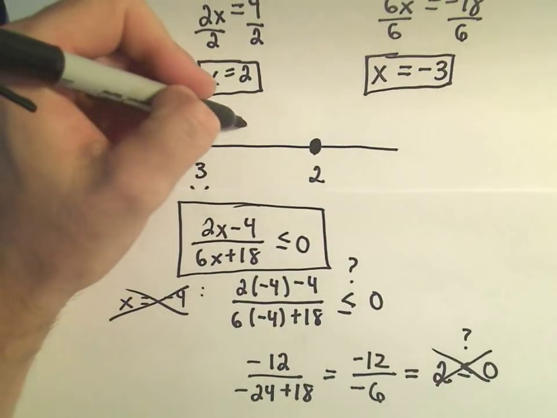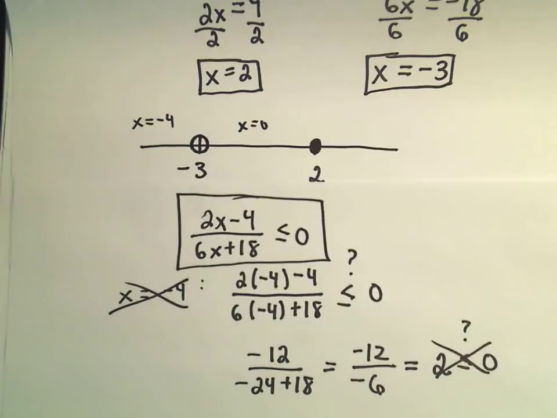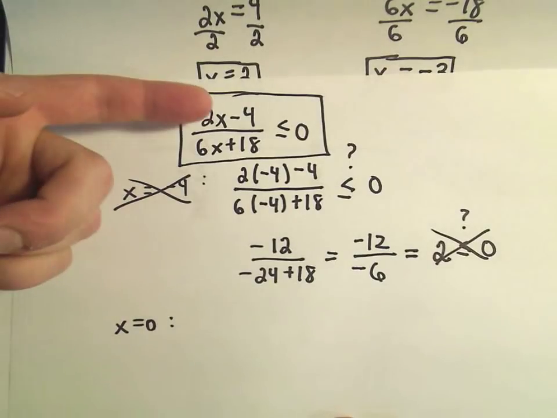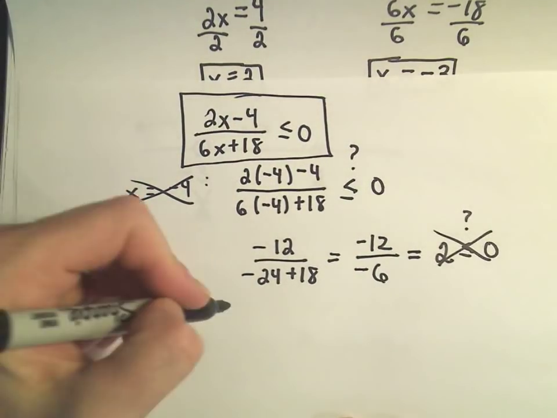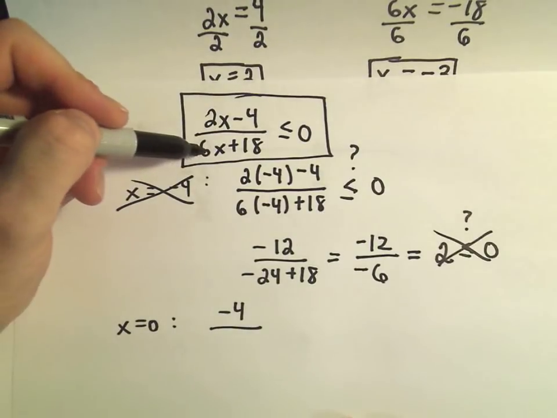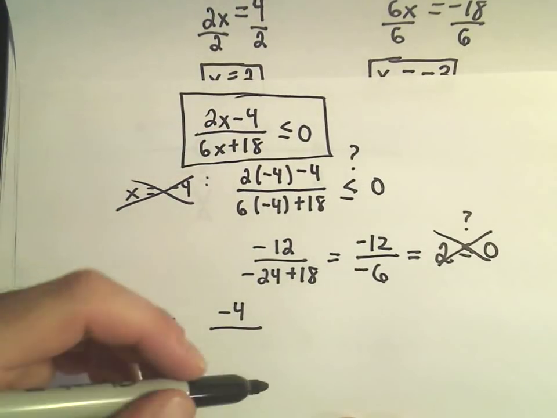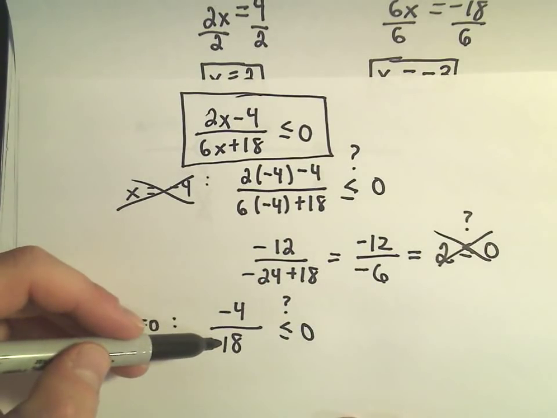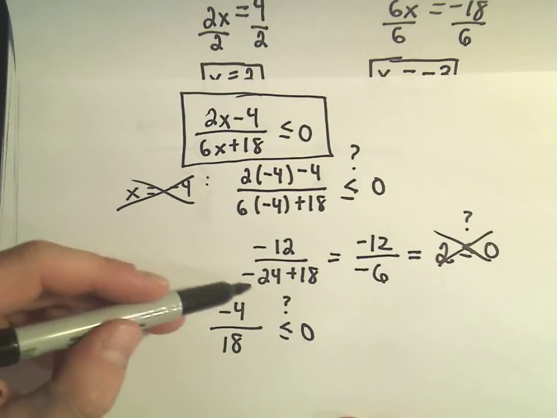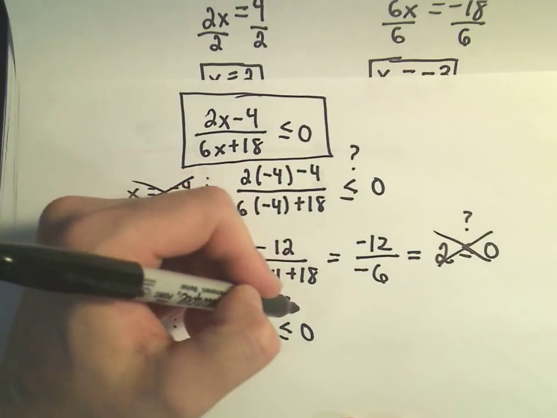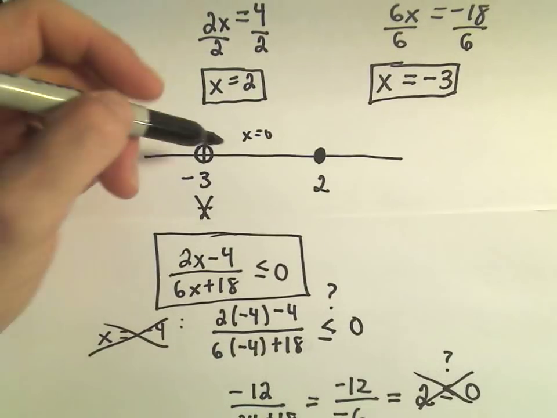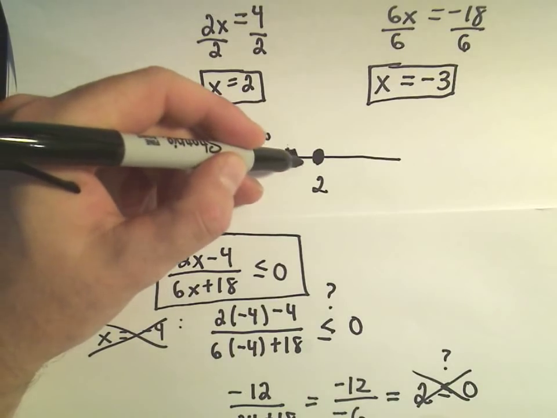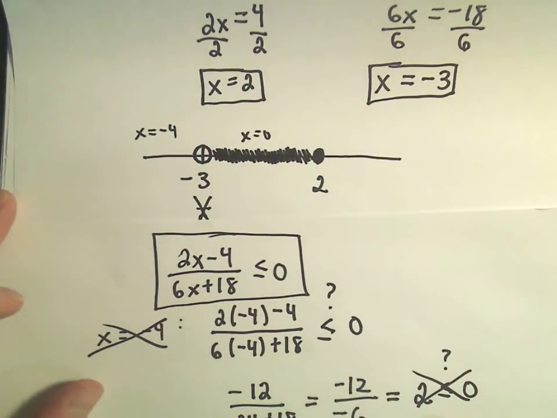Maybe the next number I'll test is x equals 0, since that falls in the middle, and that makes the arithmetic nice and easy. If we test x equals 0, 2 times 0 is just 0, so we're left with negative 4 in the numerator. In the denominator, 6 times 0 is 0, so we're left with 18. Is that less than or equal to 0? We have a negative over a positive, which is definitely a negative number. Is a negative number less than or equal to 0? You bet. So that implies any number between negative 3 and 2 will be a solution to our rational inequality.